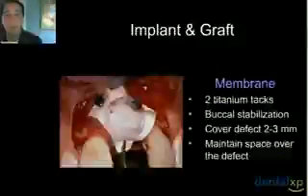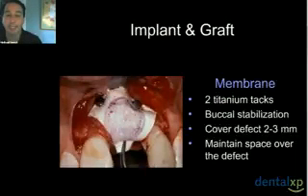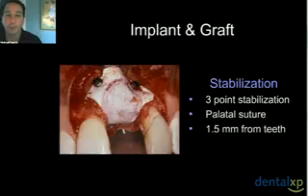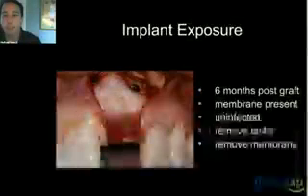The Gore-Tex membrane was placed. It was stabilized with 2 titanium tacks labially, and we stabilized it palatally with 1 suture. Notice that the Gore-Tex is cut back 1.5 millimeters from the teeth so as not to cause any contamination of the membrane. Today, we'd most likely use resorbable membranes in this case, but the principles are the same. You want to stabilize the membrane as best possible, create a space beneath the membrane with your graft, and cut your membrane shy of the adjacent teeth.